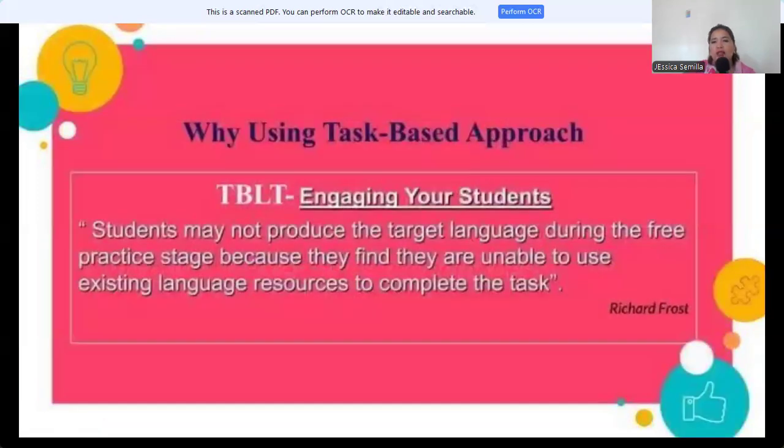So why are we using the task-based approach, or TBLT? The task-based language teaching approach will engage our students. Students may not produce the target language, but during the practice and the task, they find themselves trying to utilize the language resources to complete the task.